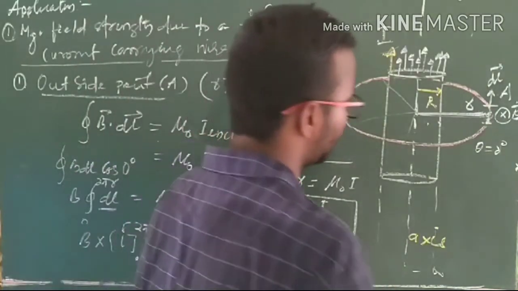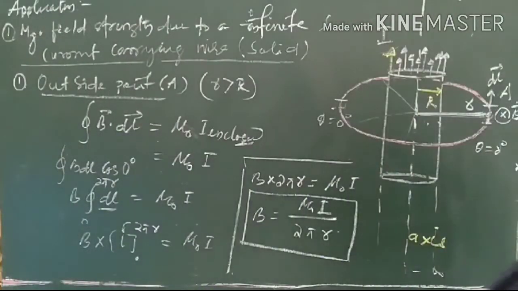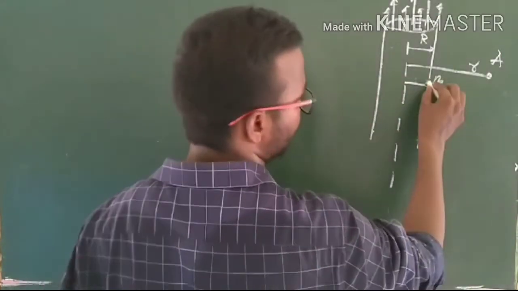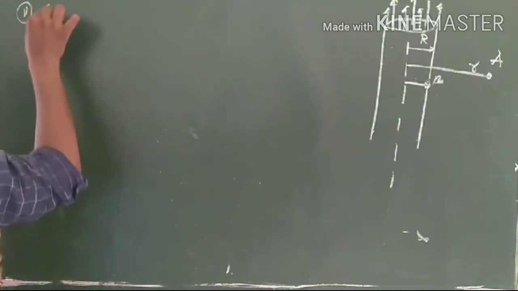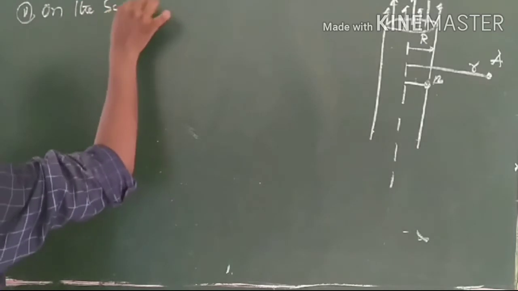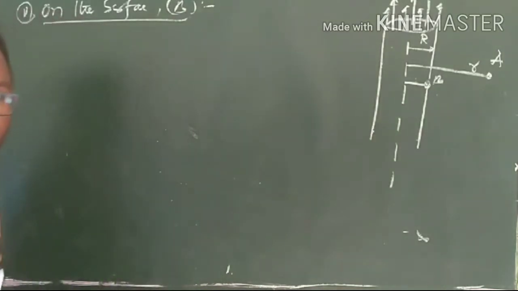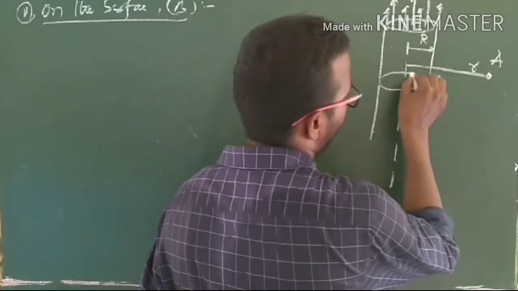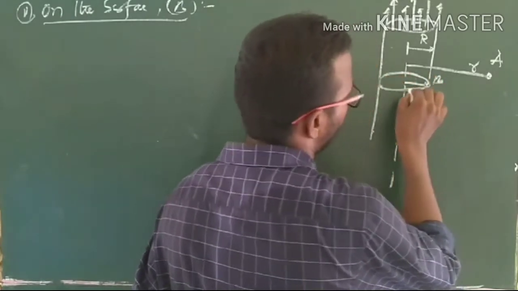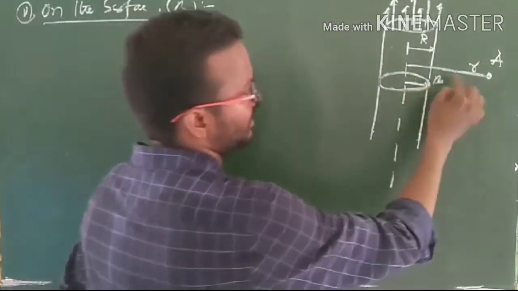Now we will go on to the surface of a cylindrical conductor. Clear? Now we have to find the magnetic field on the surface of a cylinder. This is the surface of a cylinder at point B. So the second point, on the surface, is point B, and we have to find the magnetic field at point B on the surface of the cylinder. Clear? So in this case we have to draw an imaginary Amperian loop which coincides with the surface of the cylinder. Clear? And this distance is r.